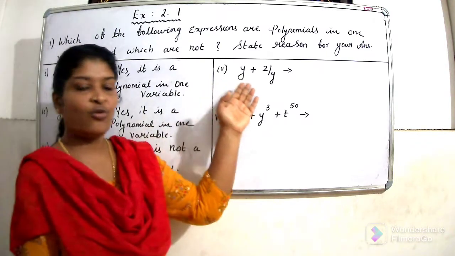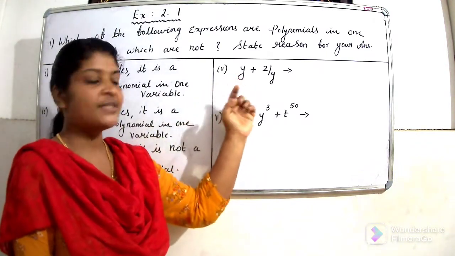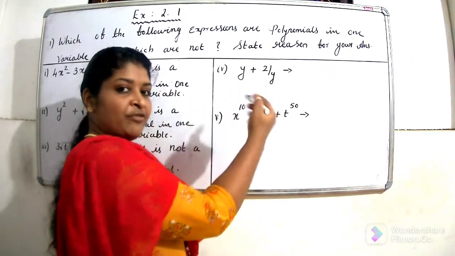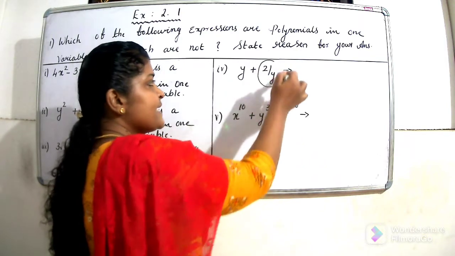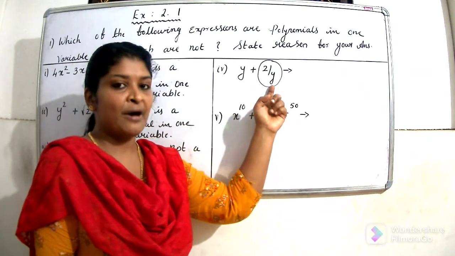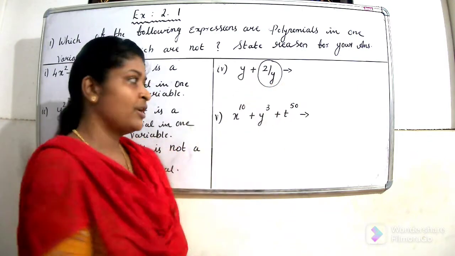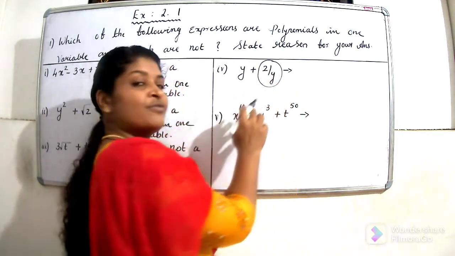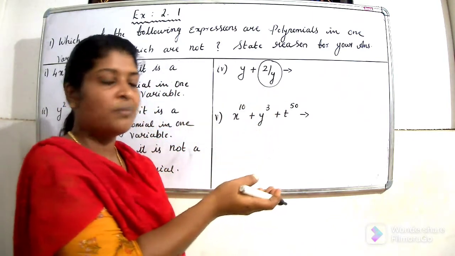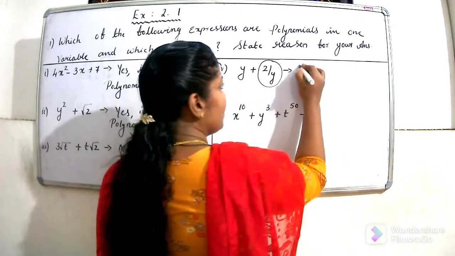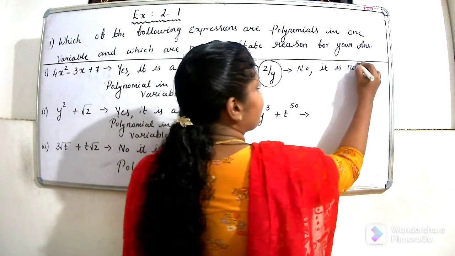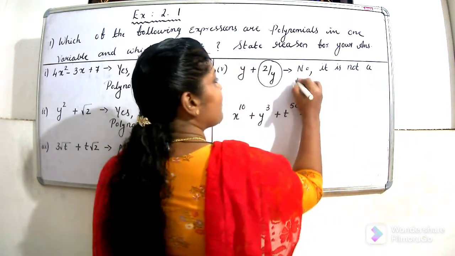Now move on to the fourth one. Here the polynomial is y plus 2 by y. So it is one variable only. When we take the second term's variable y, its power will come as -1. So y's power is -1, and -1 does not belong to the whole numbers. That is why this is not a polynomial. So no, it is not a polynomial.